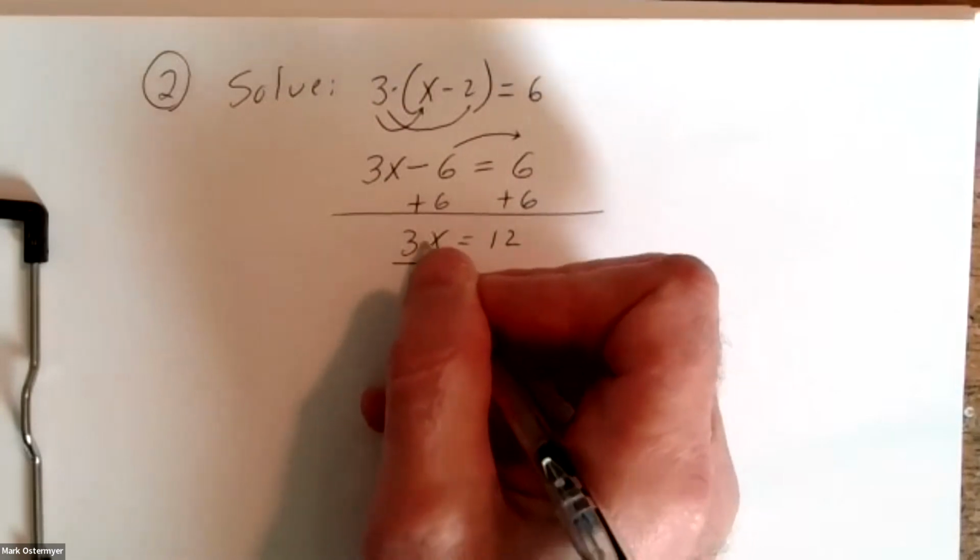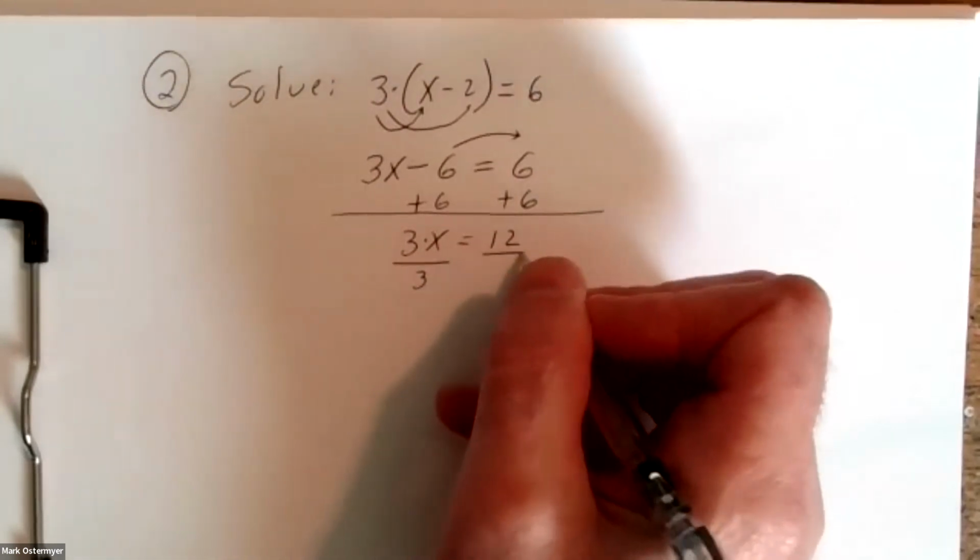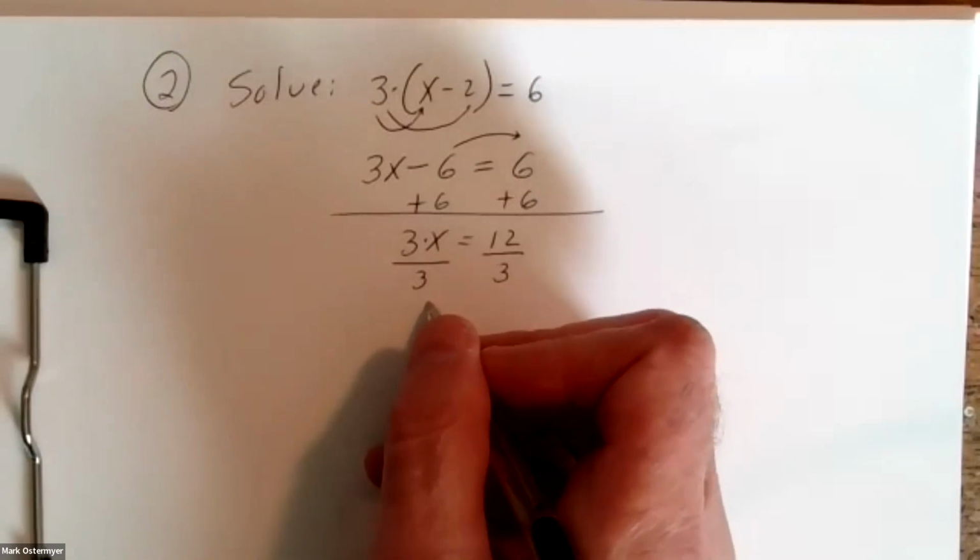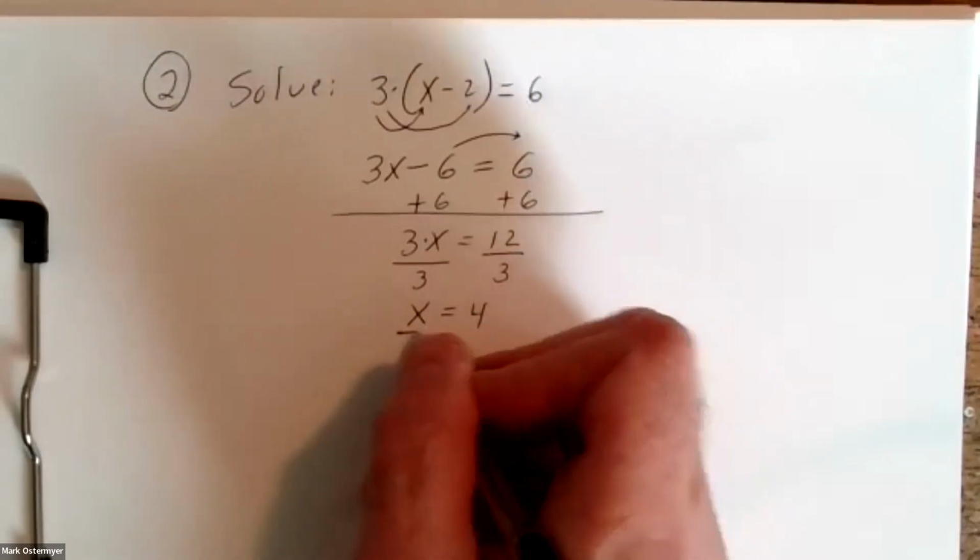Finally, what we're going to do is get this x all by its lonesome on the left side by dividing both sides of the equation by 3. And we get our solution as being 4 here.